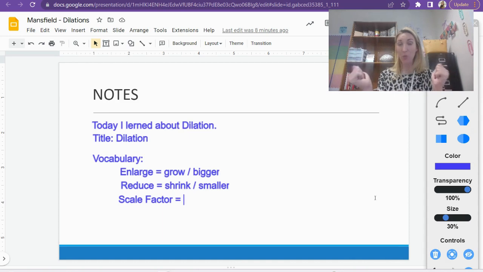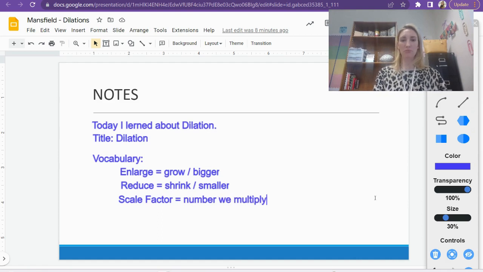And that number that we use to multiply gets a special name because it's so special since we only multiply. So it's called scale factor. So I'm just going to write over here, number we multiply, because this scale factor is the fancy name for the number that we multiply when we're talking about dilations.